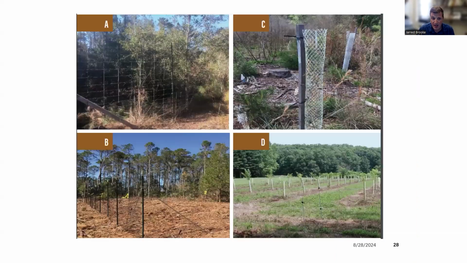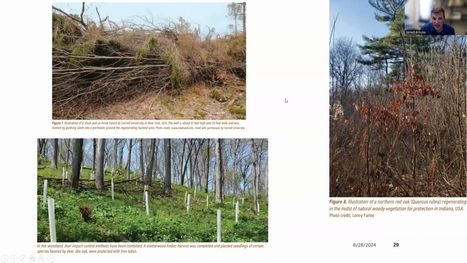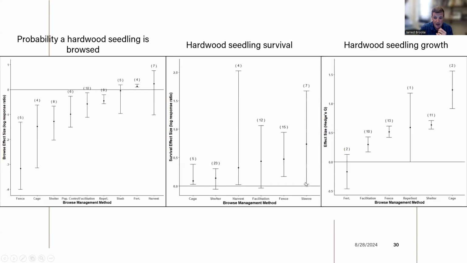So just a visual representation of some of those methods. We have fencing here, and then tree tubes on the right here. A couple other examples. This would be an example of a slash fence. Here would be an example of what's called plant facilitation, where you use other plant species, a lot of times things with thorns like brambles, to hide the regeneration you want to keep. And then this picture down the bottom is a combination of techniques where we use a timber harvest to increase the amount of light, but also put tree shelters on oak species that we knew deer would really like to browse. So let's go over what they found.